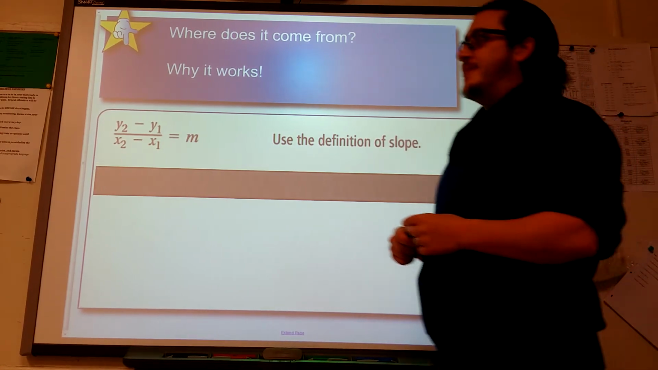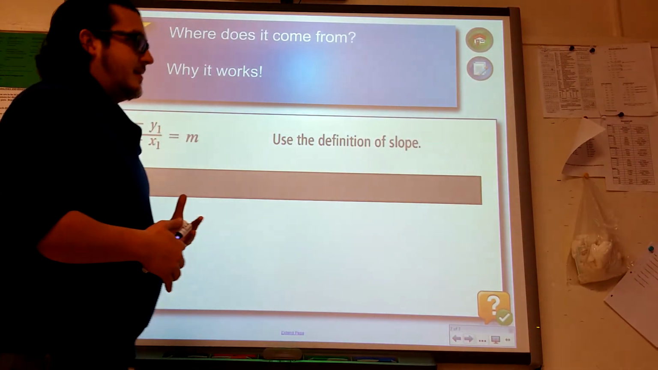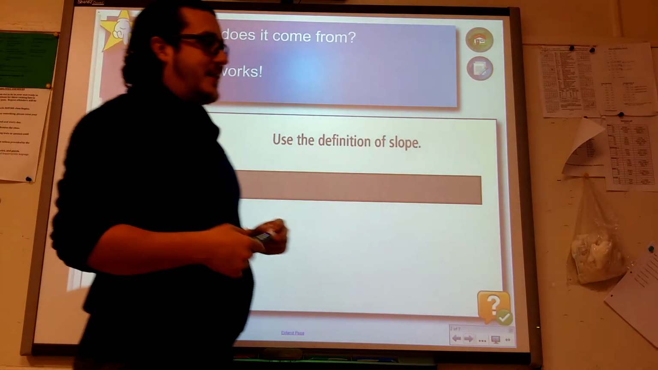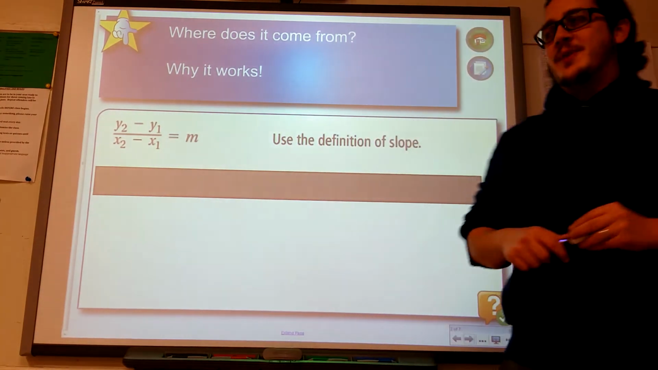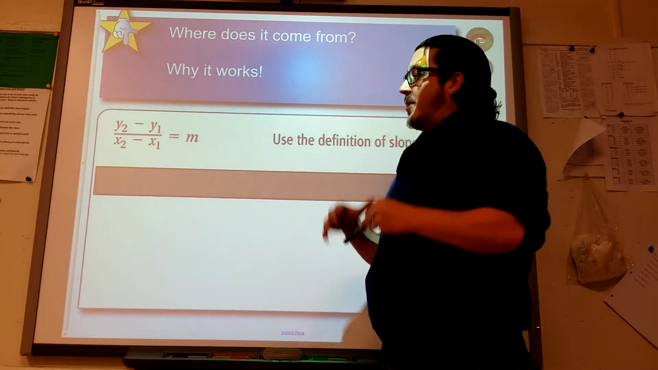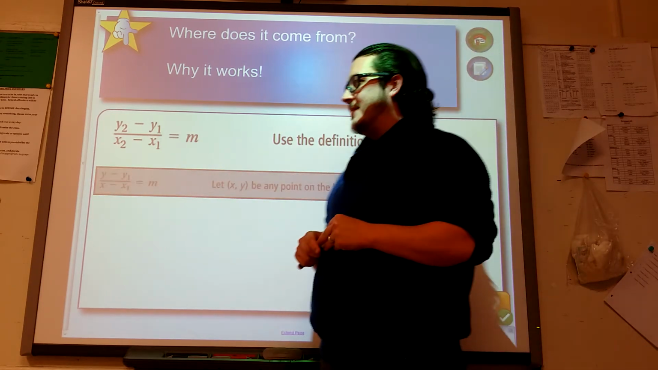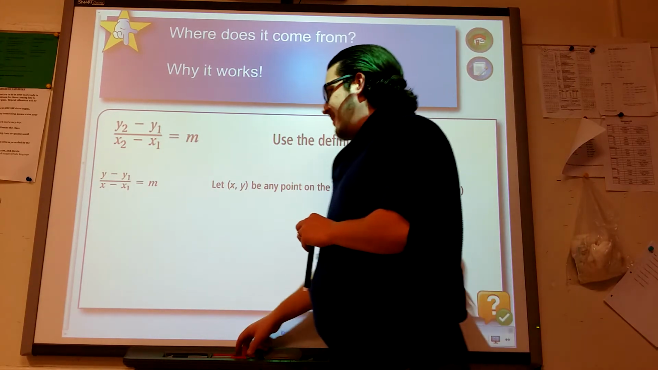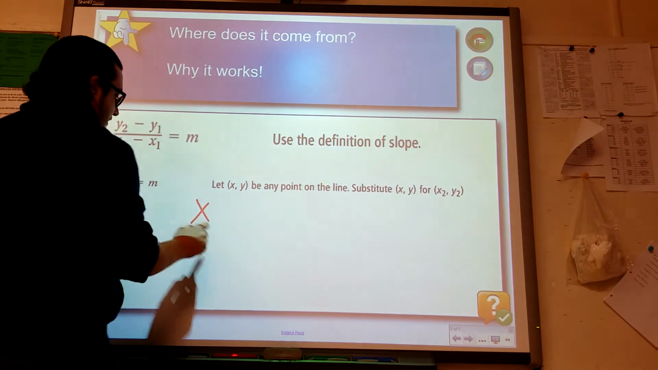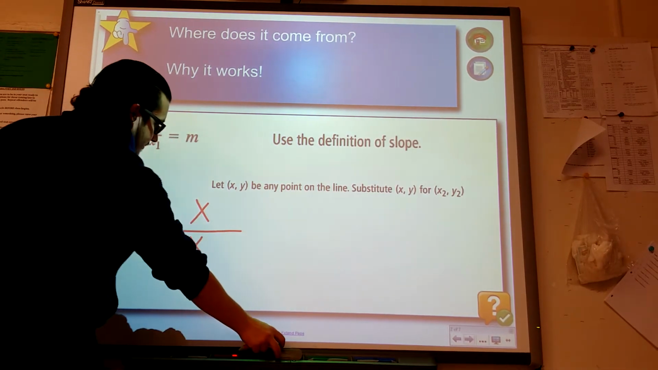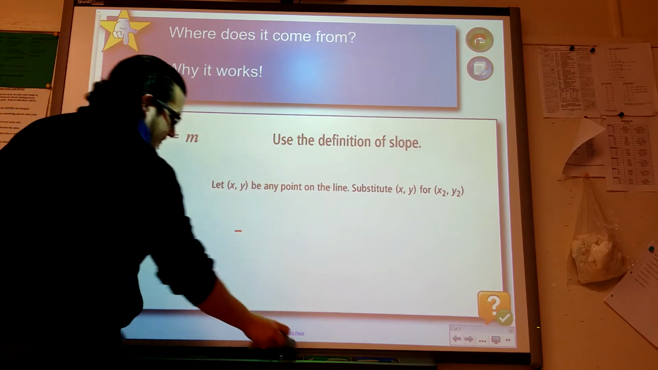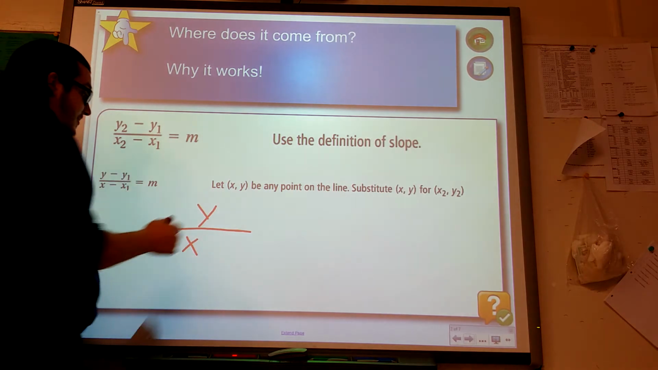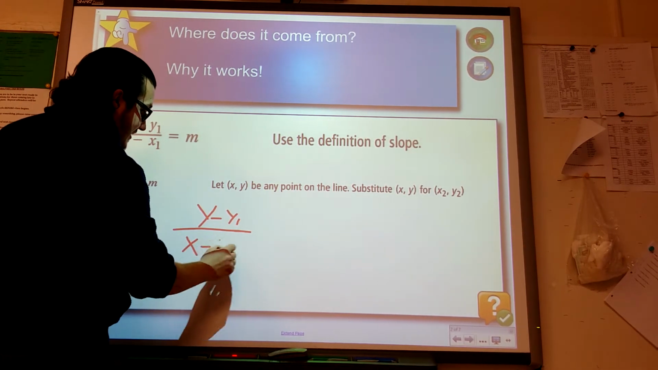Alright, so where does it come from? Why does it work? We're going to start with the definition of the slope. It's m equals y2 minus y1 over x2 minus x1. That is slope. I'm going to make a slight modification to it. It's still the same thing. It says y minus y1 over x minus x1. We're going to let x and y take over for the x2, y2. So it's going to be y minus y1 and x minus x1.